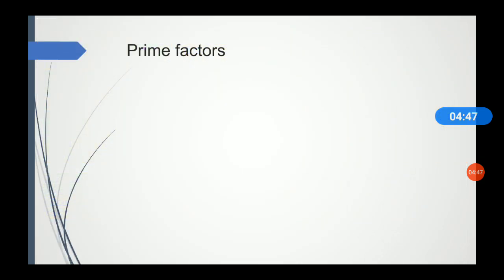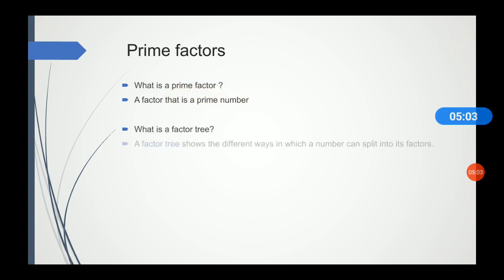So what are prime factors? A prime factor is a factor that is a prime number. That means if a factor which you have got for a number is a prime number, then it's a prime factor. Okay, so what is a factor tree? A factor tree shows the different ways in which a number can split into factors.